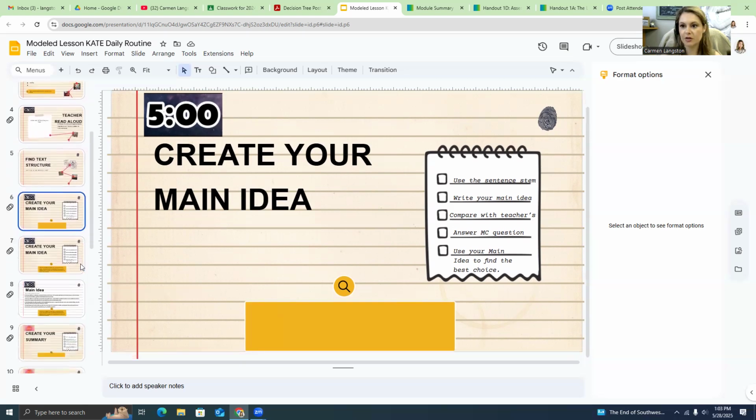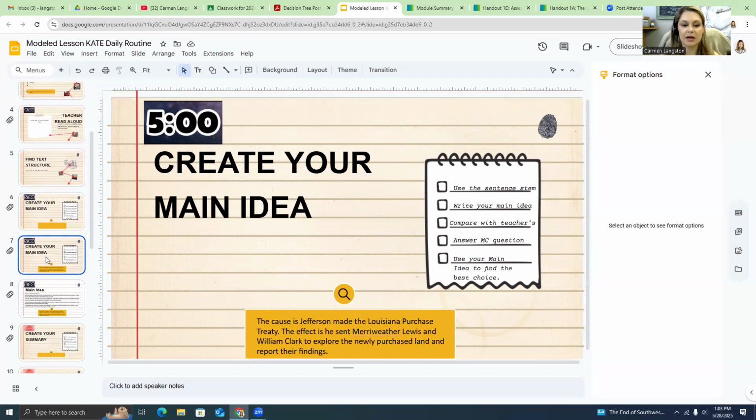Okay, so now they've written, and now I'm going to reveal mine. Okay, so here is my main idea. I said, the cause is Jefferson made the Louisiana Purchase Treaty. The effect is he sent Meriwether Lewis and William Clark to explore the newly purchased land and report their findings. Now, yours doesn't have to be the exact same words as mine, but as long as you understand that the cause was the Louisiana Purchase and the effect was the exploration with Lewis and Clark, then you are correct.